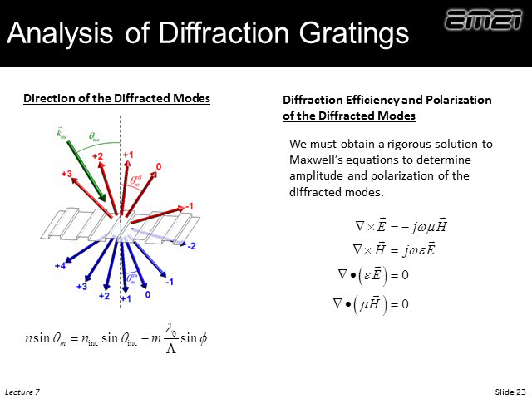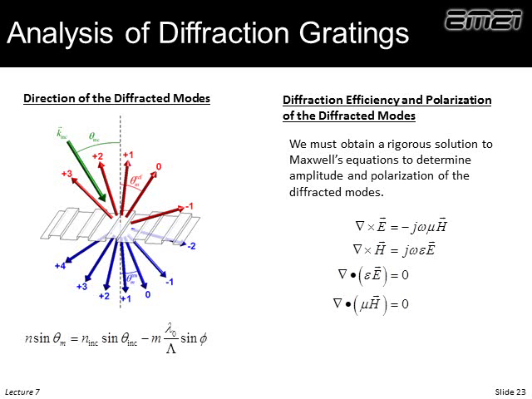I mentioned this before, but I think it's important enough to summarize on a slide. From the grating equation, we have a nice little simple analytical equation. We can calculate the directions of the diffracted modes. We don't know the power in the diffracted modes. In order to do that, we have to go back to Maxwell's equations. Maxwell's equations will also tell us the directions of the modes, but we know we can get that straight from the grating equation, which is usually a very useful thing.